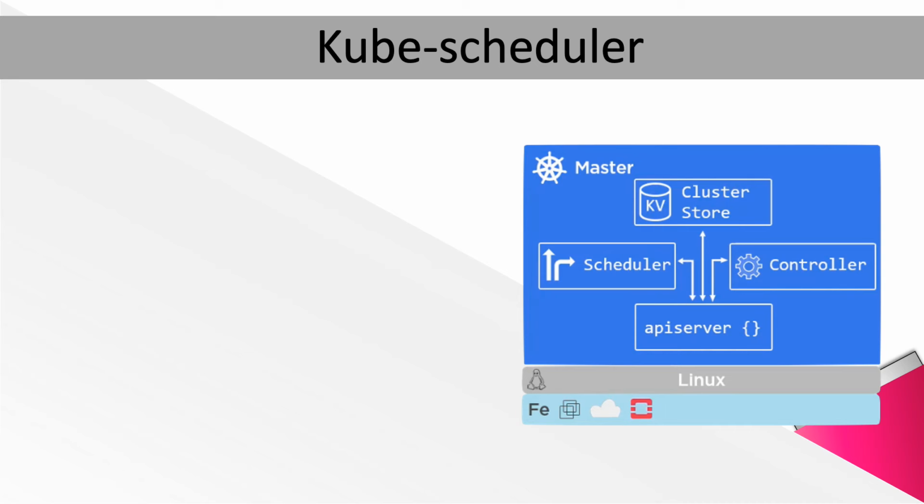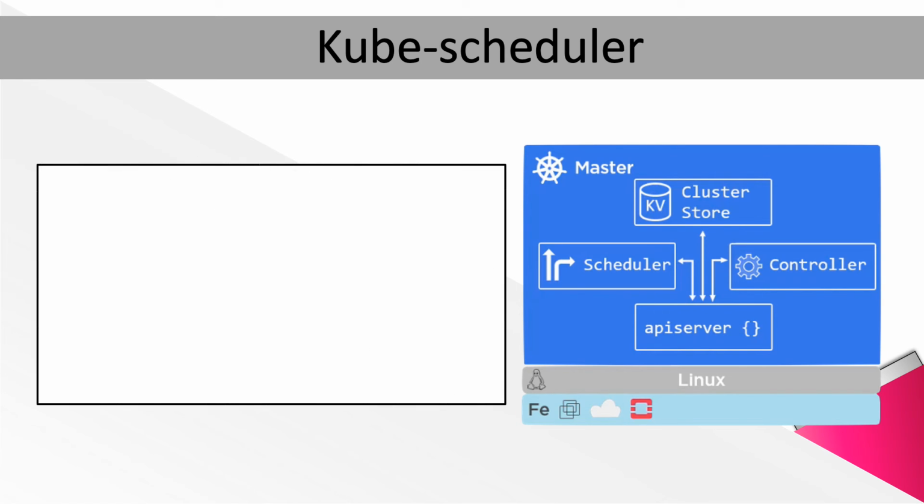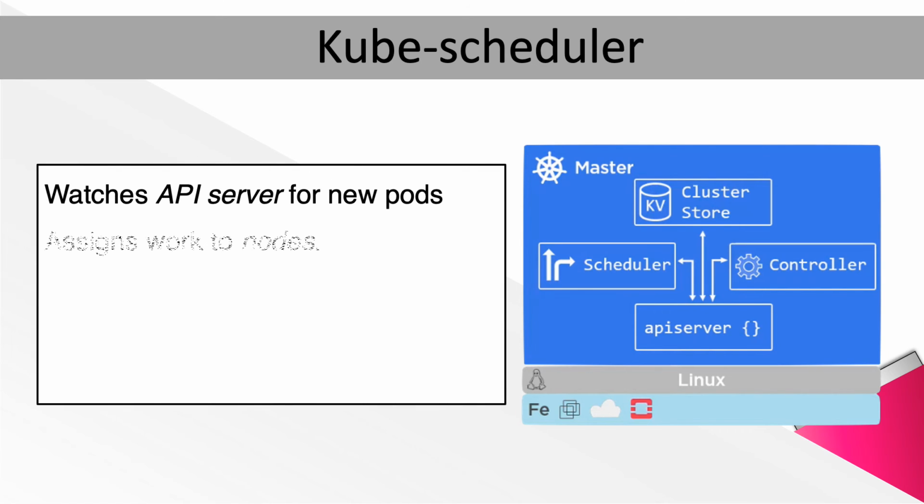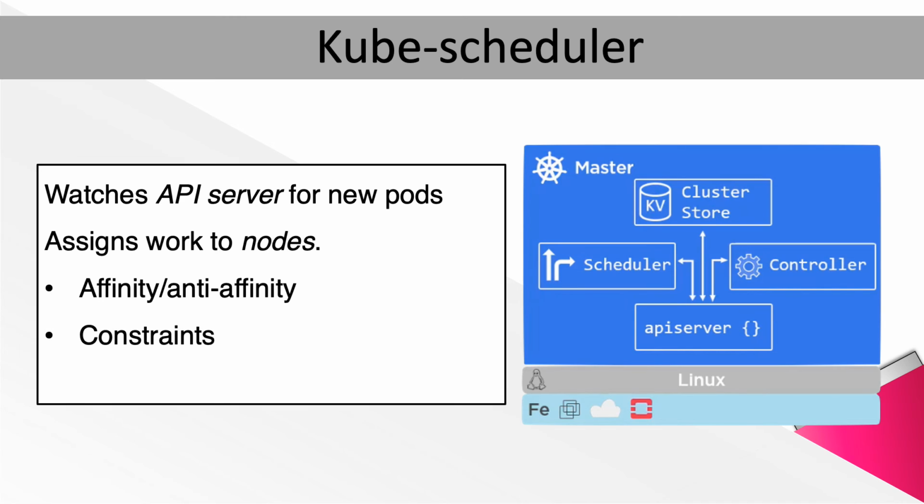Okay, we have also got the scheduler. It watches for new pods and it assigns them to workers. And yes, that's the high level. But it's doing it a huge disservice because it's got a ton of things to think about. So things like affinity and anti-affinity, constraints, resource management, etc. There's loads more, but I think that's probably enough for now.